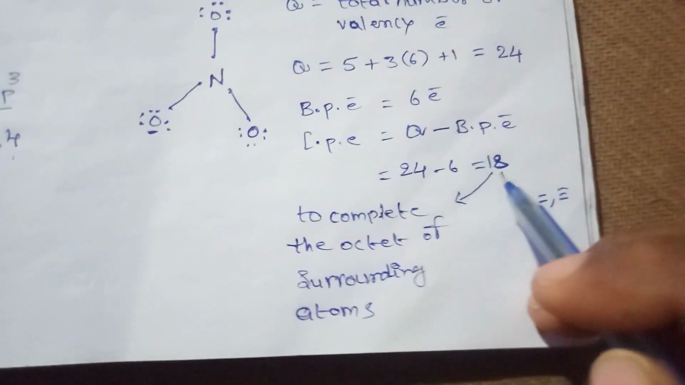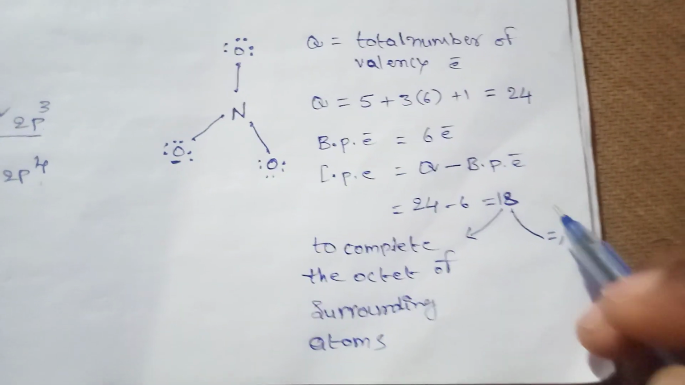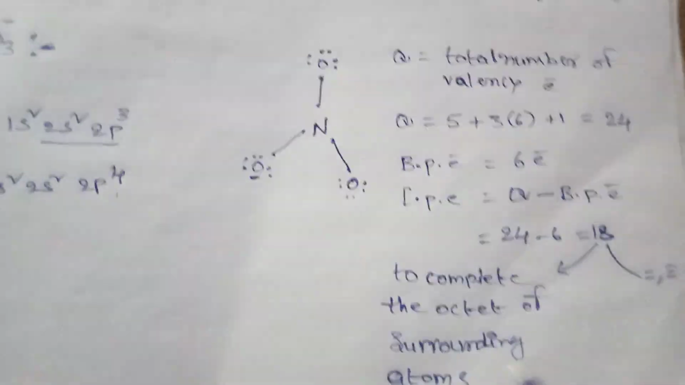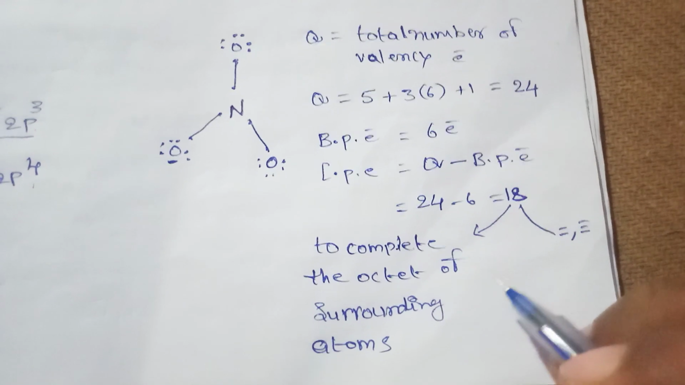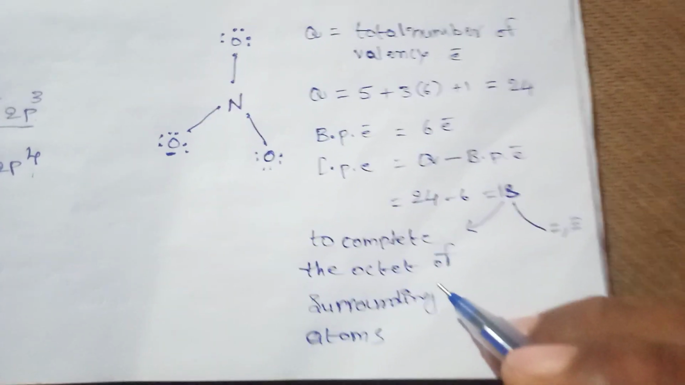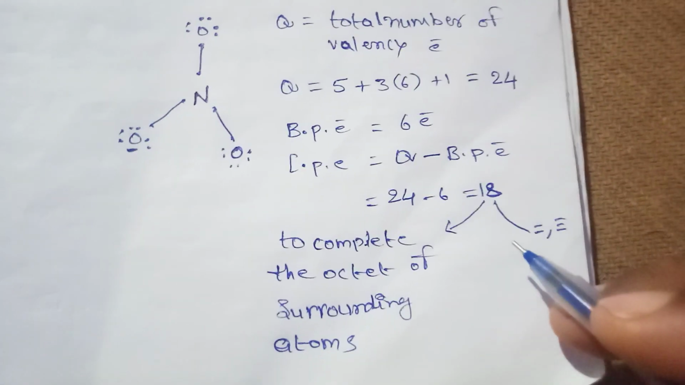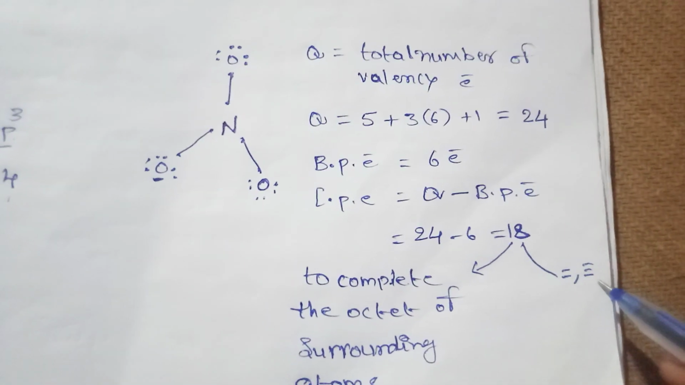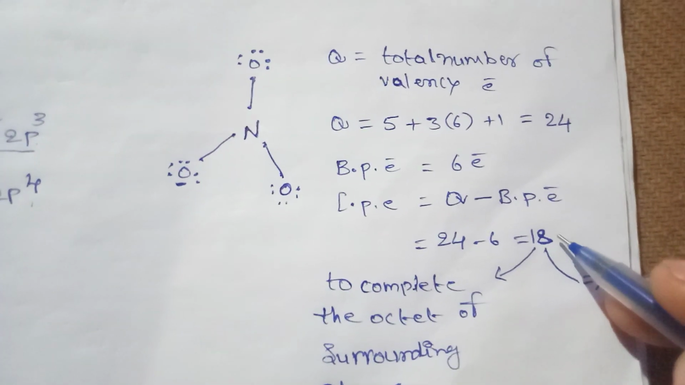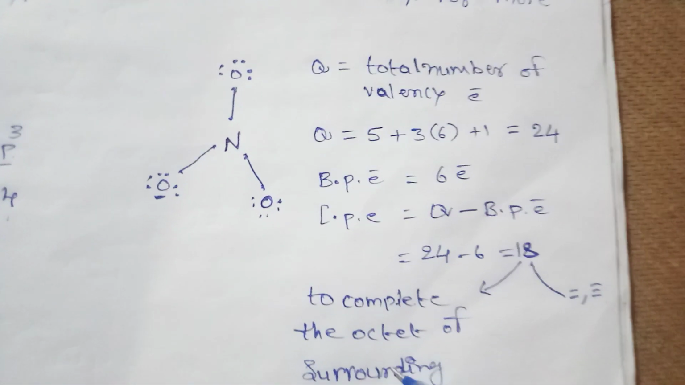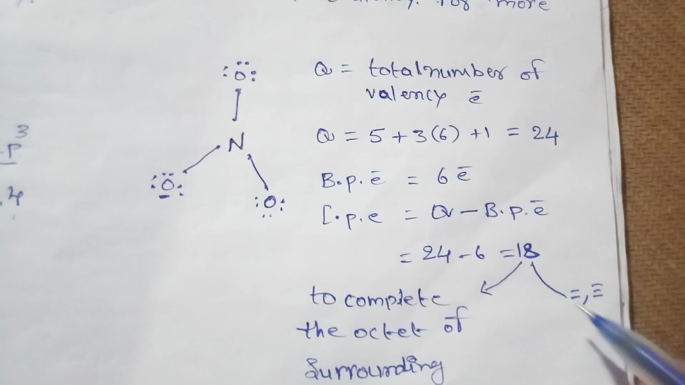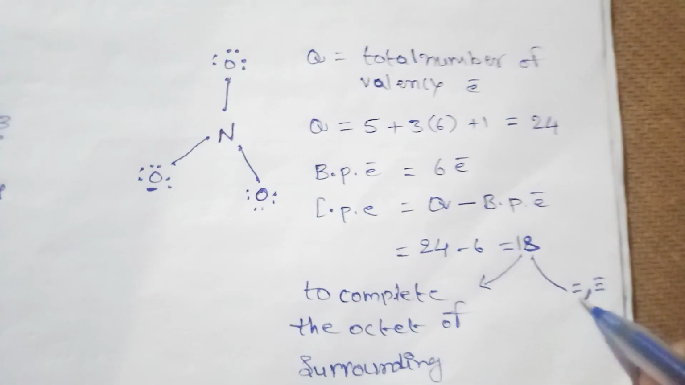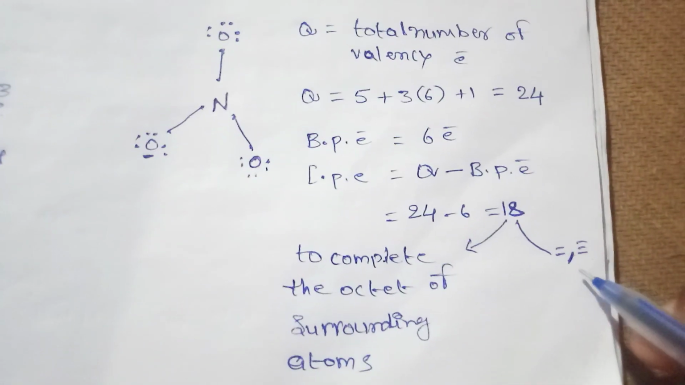These 18 lone pair electrons can be used in 2 ways. One is to complete the octet of the surrounding atoms. This is the first preference. And if, after completing the octet of the surrounding atoms, electrons are still available, we use those electrons to form a double bond or a triple bond. So these lone pair electrons can be used to complete the octet of the surrounding atoms, and if required, to form a double bond or a triple bond. This is very, very important.